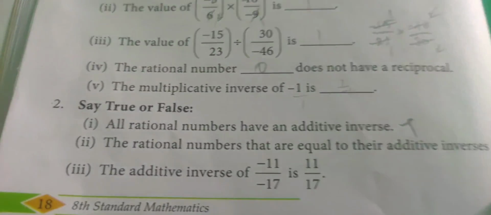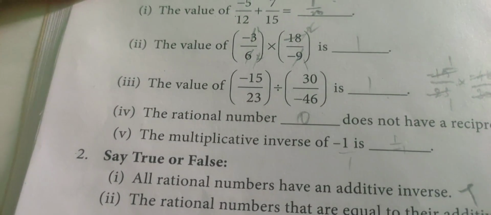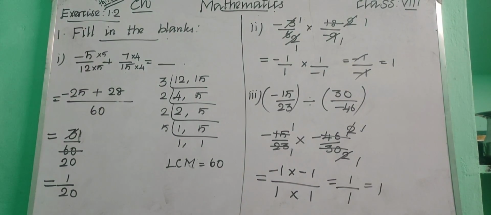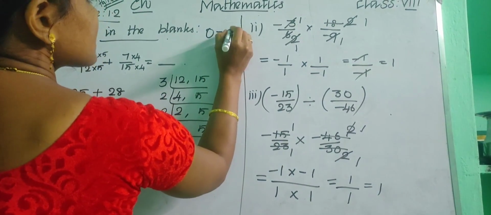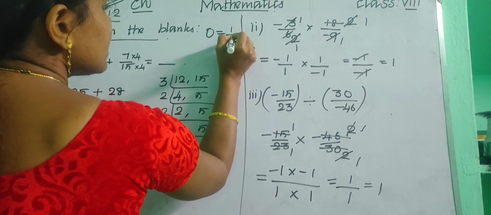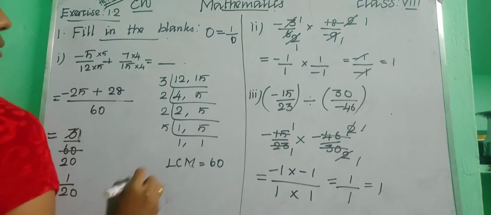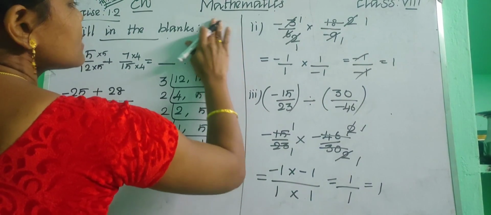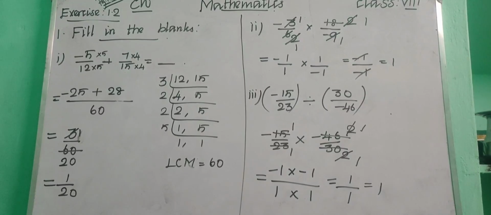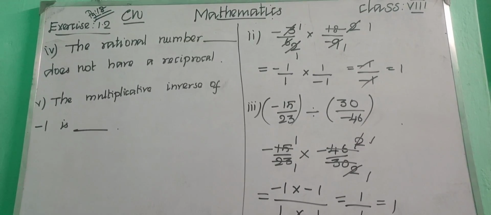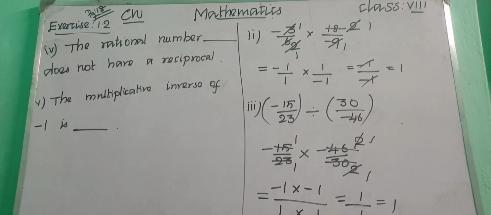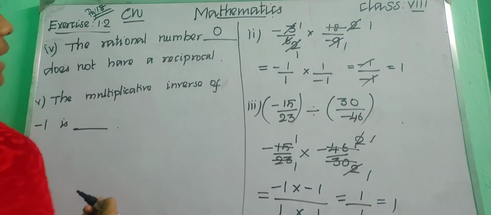The fourth question: the rational number dash does not have a reciprocal. 0. Okay, 0 does not have a reciprocal. If you have 0, we can write the reciprocal as 1 upon 0, right? So it does not have any value. It is undefined, so 0 does not have a reciprocal. The answer is 0. So the answer for the fourth question is, the rational number 0 does not have a reciprocal.